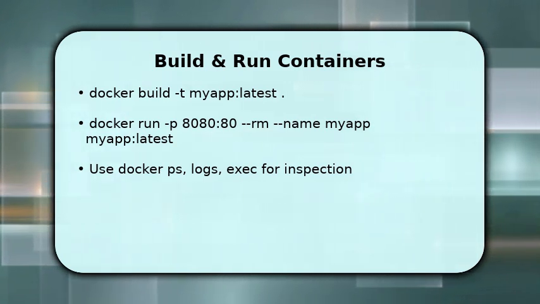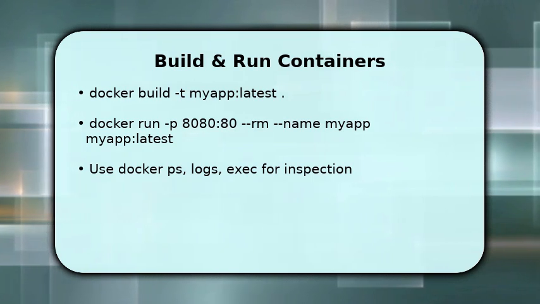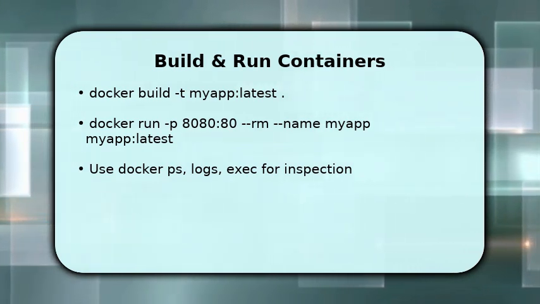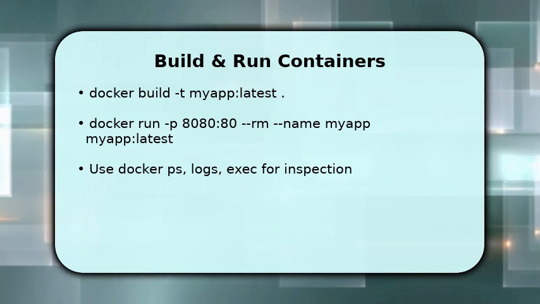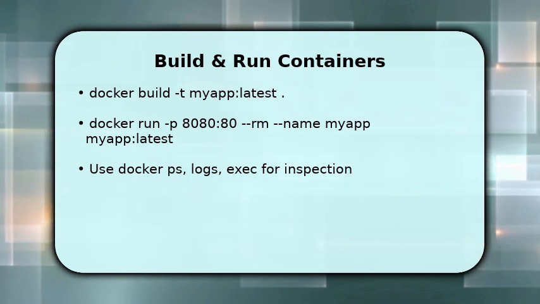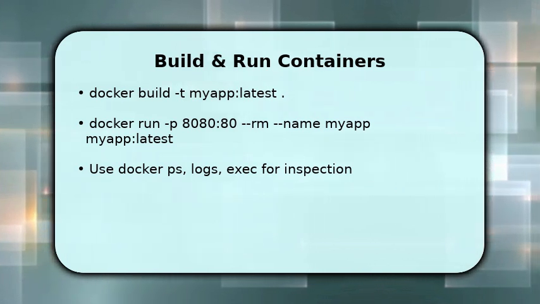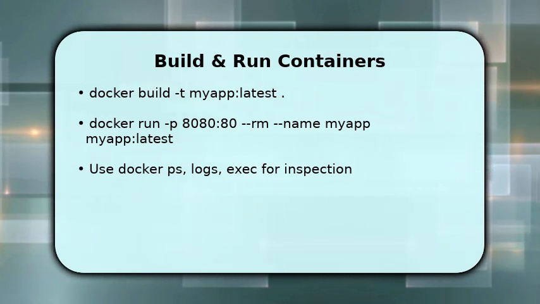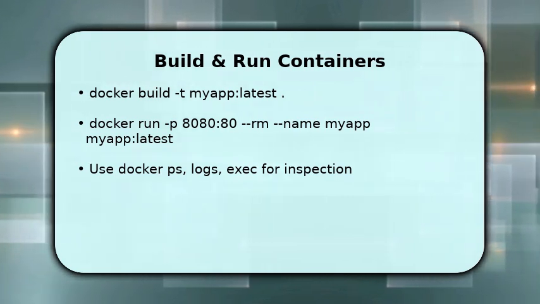After a successful build, run the container with docker run -p 8080:80 --rm --name myapp myapp:latest so you can access it locally. Make sure to map ports and set environment variables as needed. If you must tweak the image, edit the Dockerfile, rebuild, and repeat. Use docker logs and docker exec to inspect running containers while you iterate.